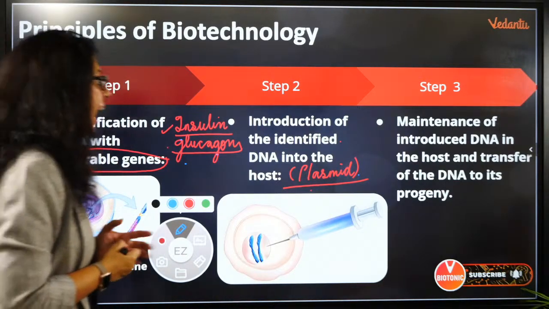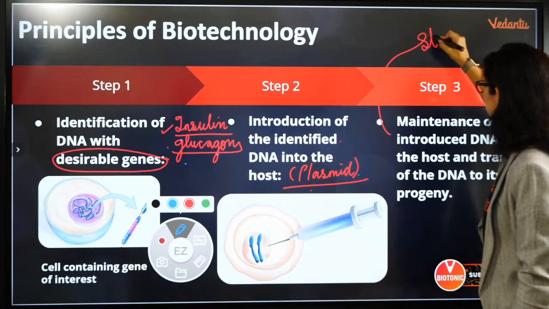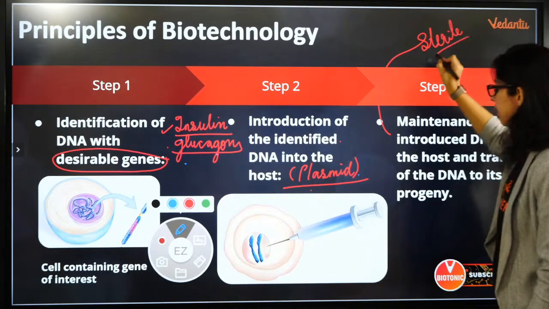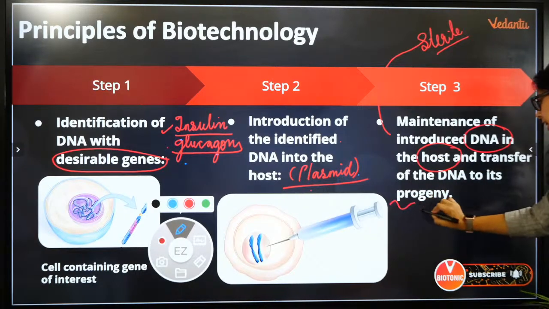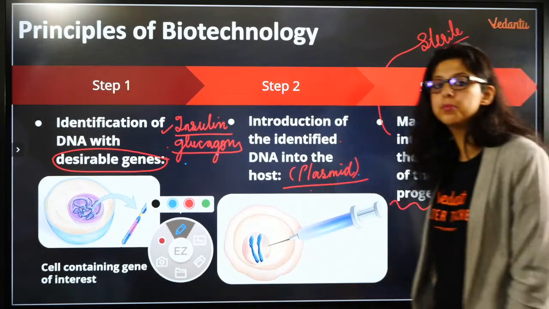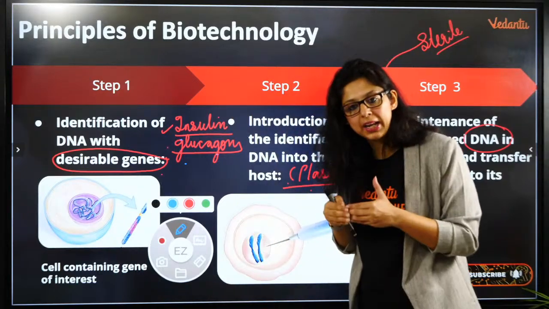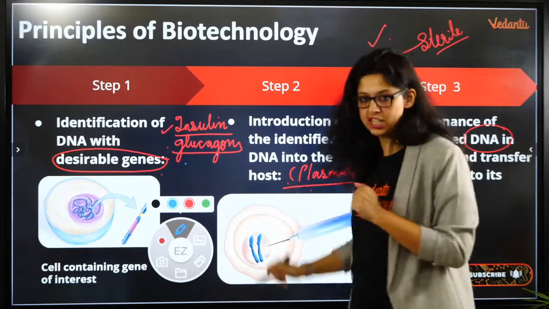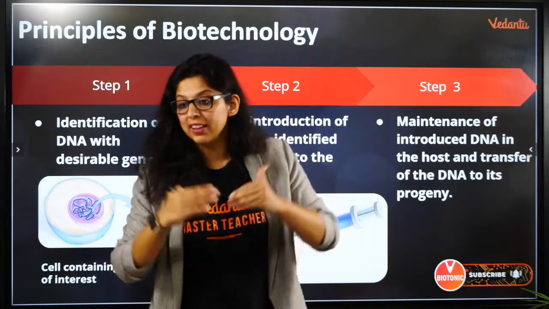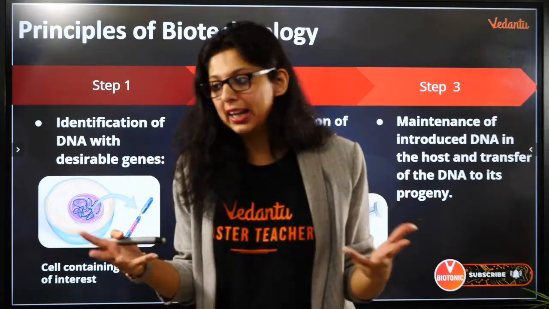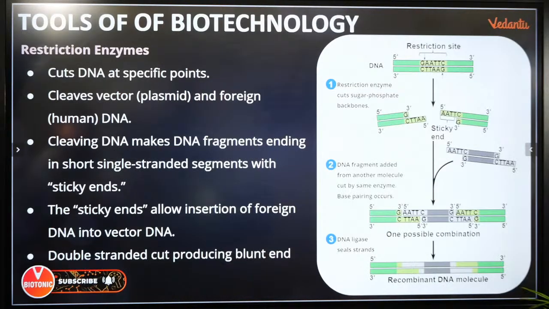Excellent. And we maintain the introduced DNA. First of all, there should be sterility here. Sterile conditions wherever you add the introduced DNA into the host, and we will create a recombinant progeny. So I need a desirable gene, I need a carrier, and I need to combine the two in a sterile atmosphere. Cool, everybody? Let's move ahead.